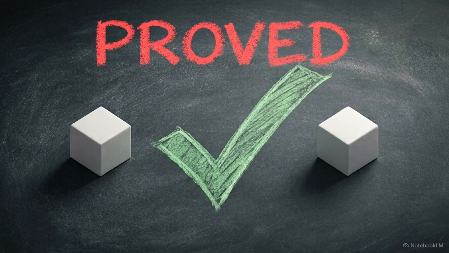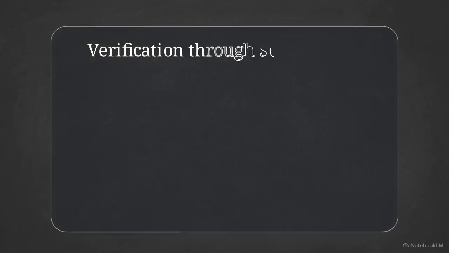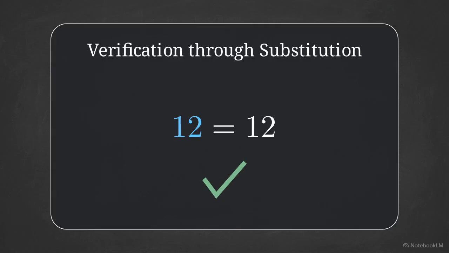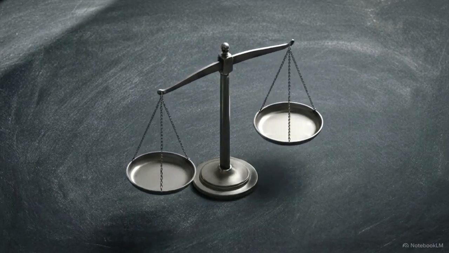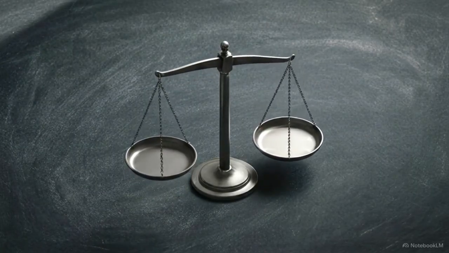A distinct advantage of algebra is the ability to prove your result. You can confirm your answer is correct before moving on to the next problem. We use substitution to do this. Return to the original translated equation, x plus 5 equals 12. Replace the x with your answer, 7. 7 plus 5 is 12, which matches the right side of the equation perfectly. When the two sides match, the balance is verified. You have used logic to mathematically prove that your answer is correct.